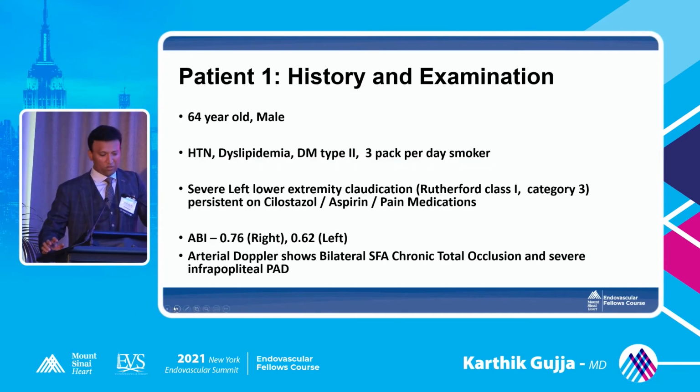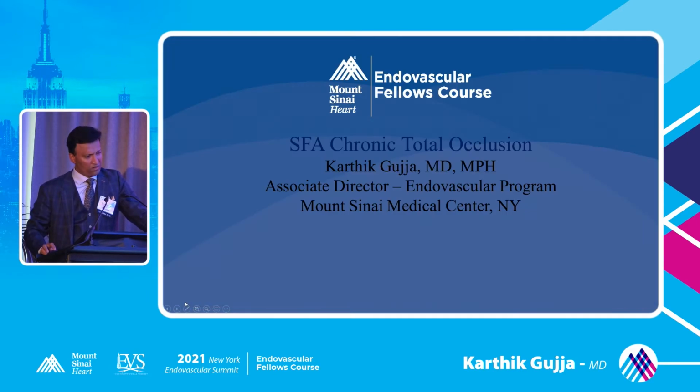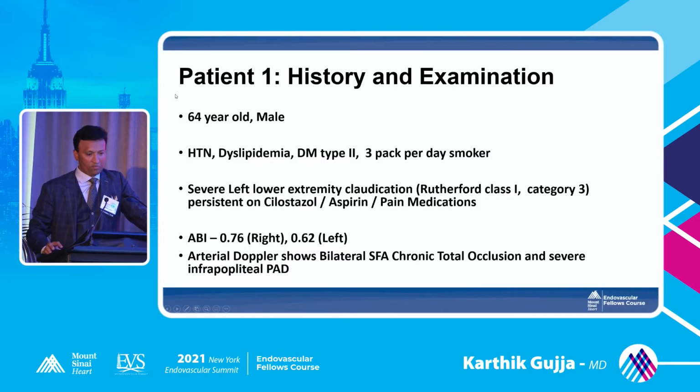Okay. So a 64-year-old male patient, hypertensive, dyslipidemic. Smoker, typical claudicant for us with all the risk factors. Severe left lower extremity claudication, Rutherford category 3, persistent on cilostazol, aspirin, and pain medications, and exercise therapy. ABIs are 0.76 on the right, 0.62 on the left.